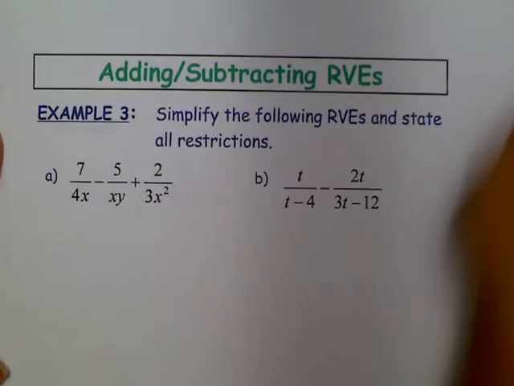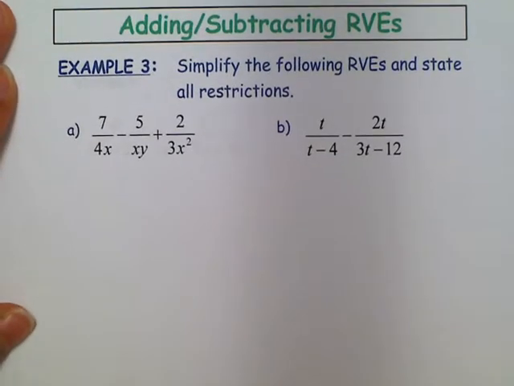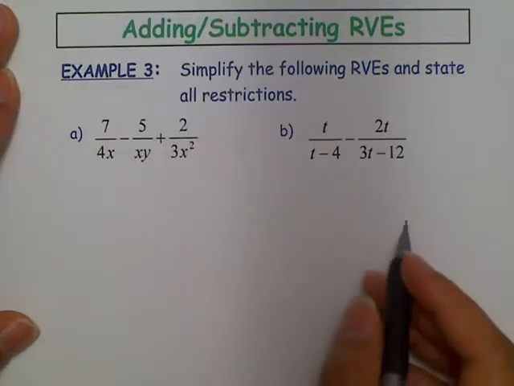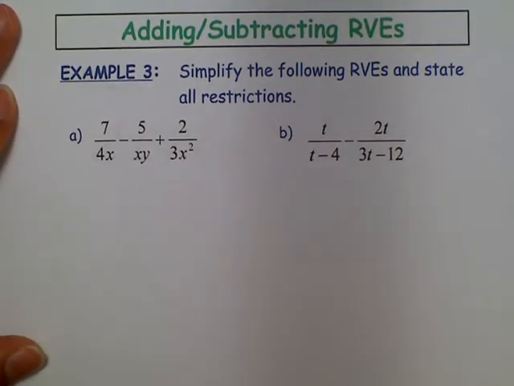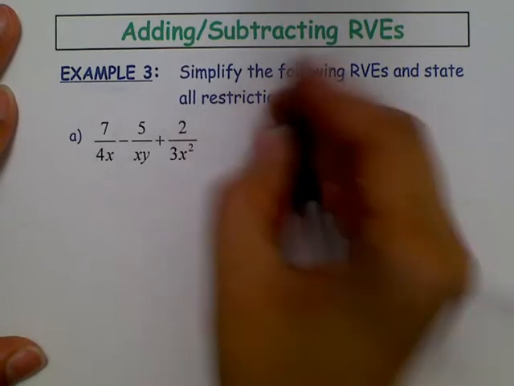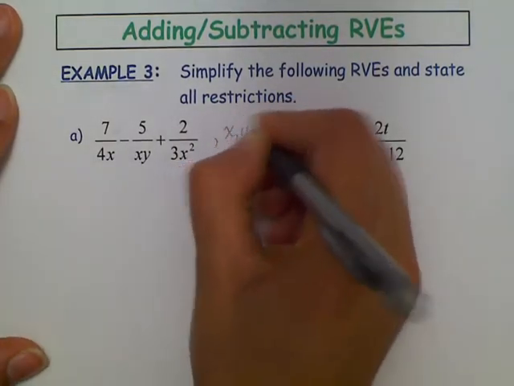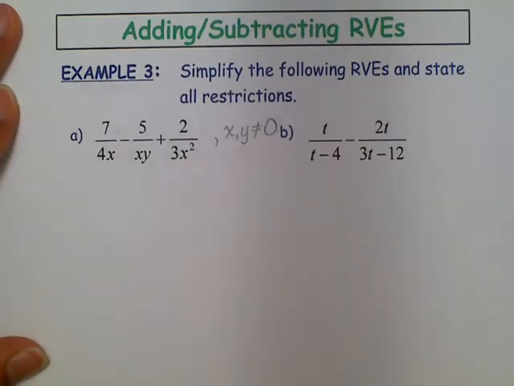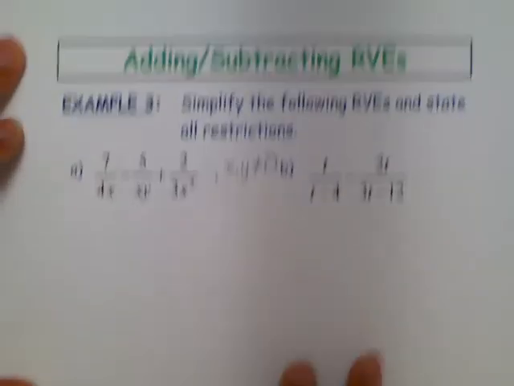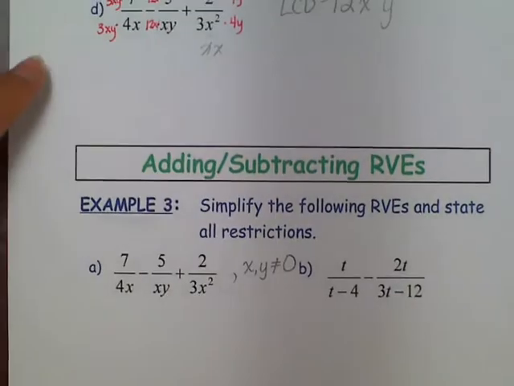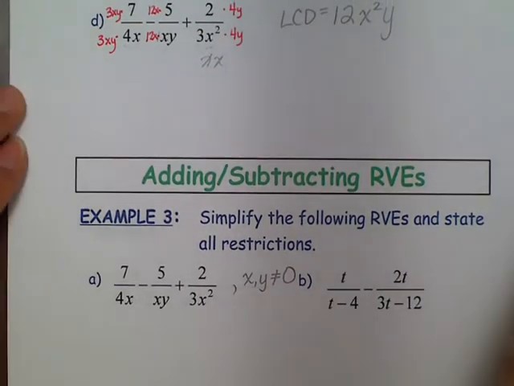Okay, let's look at a few examples where we're actually going to be simplifying the RVEs and then stating all the restrictions. And again, remember you need lowest common denominator in order to do this. And so in this case, because the denominator is already in factored form, we can already state all of our restrictions. And in this case, our restrictions are x and y both cannot be equal to 0. And then from here, we need to think about our lowest common denominator. And luckily, we just did this problem at the top, and our lowest common denominator was 12x squared y.